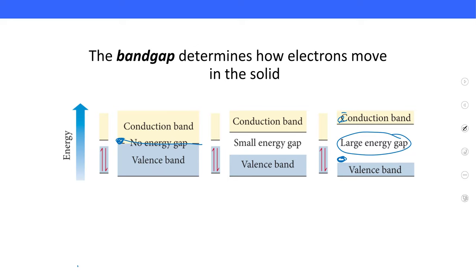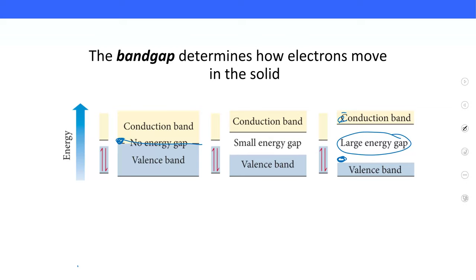There's no such thing as a true conductor or a true insulator. There's no perfect insulator that insulates current completely. Because it doesn't matter how big this energy gap is, if you get a voltage difference that's big enough, you can force electrons into it anyway. If I force electrons here, they have to go somewhere. It just takes a lot of voltage to do it.